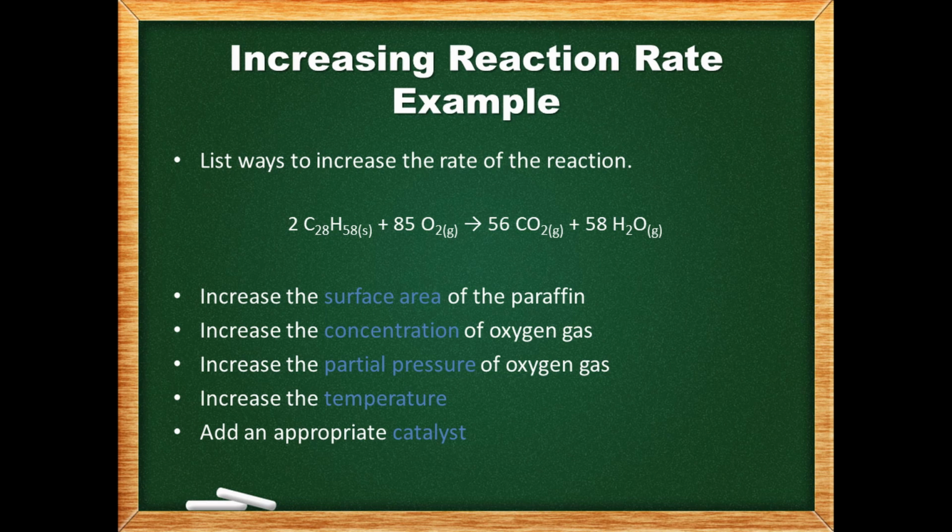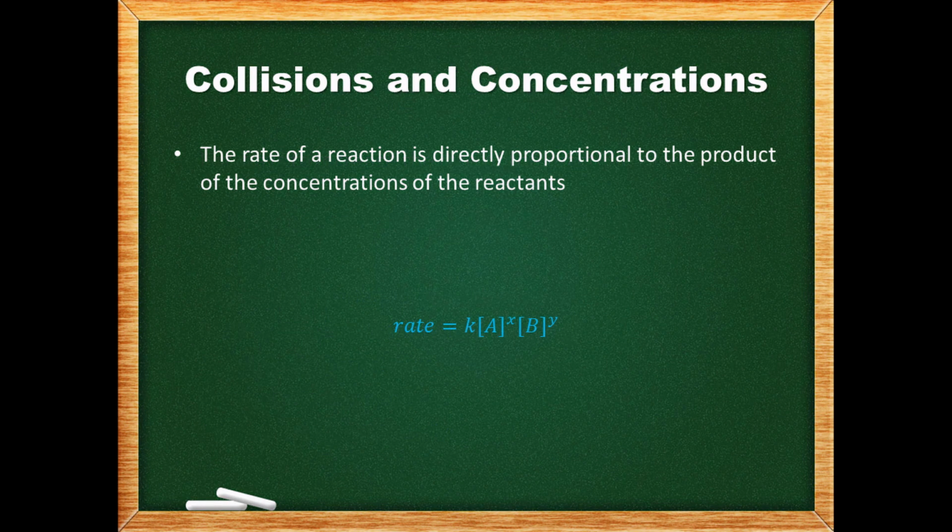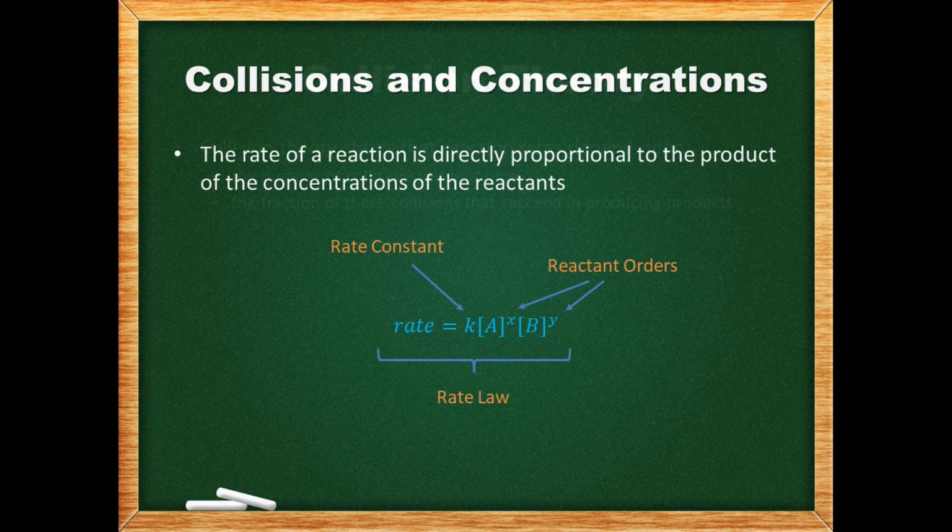The rate of a reaction is directly proportional to the product of the concentrations of the reactants. Shown below is an example of a relationship called a rate law. The proportionality constant, k, in this case is called a rate constant. Every reaction has its own unique rate law and its own unique rate constant. The values of the exponents, x and y, are called reactant orders. The higher the order of a particular reactant, the more a change in the concentration will affect the reaction rate. The overall order of the reaction is the sum of the reactant orders.